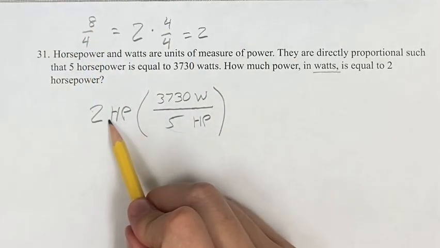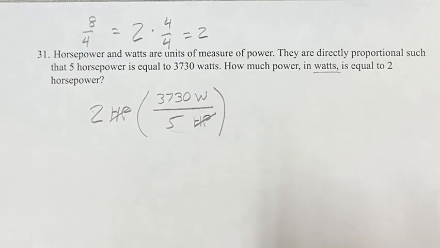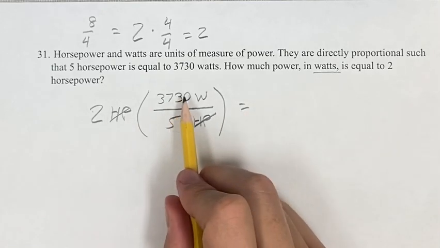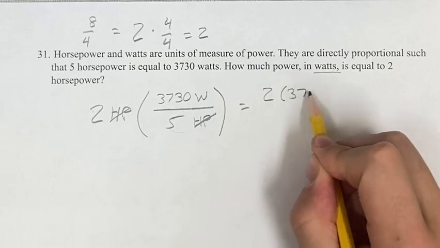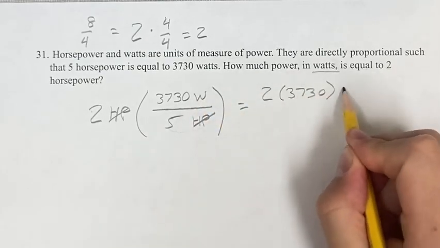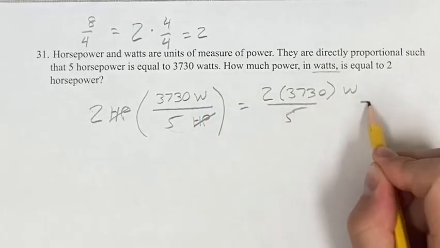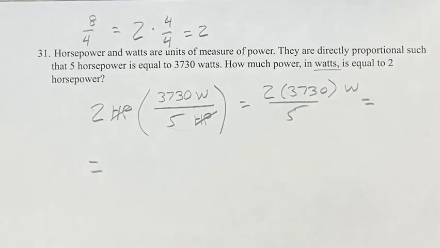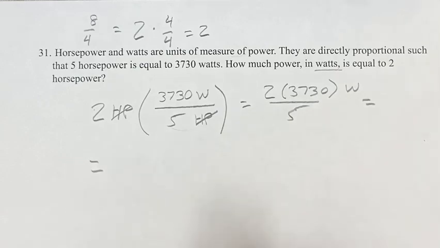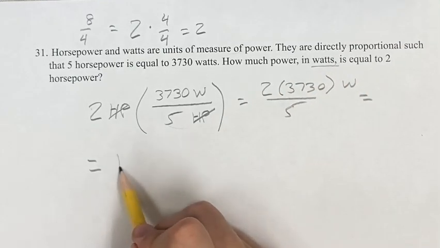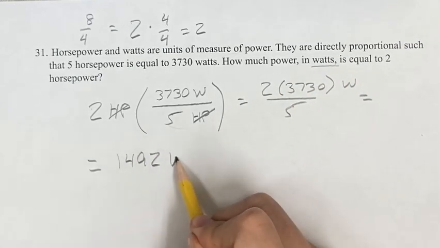And what this does is we take horsepower out of the equation and just gives us 2 times 3,730 watts over 5. And now this is just something you can plug into your calculator. No need to do it out by hand when you don't have to. So this will come out to 1,492 watts.